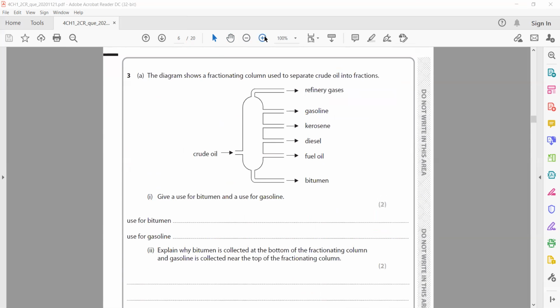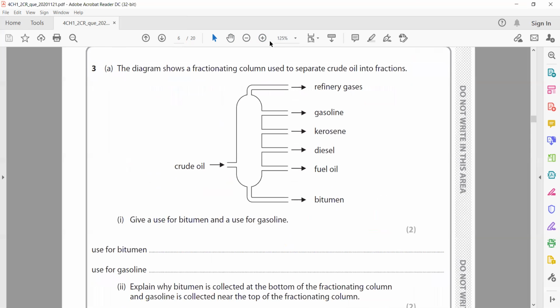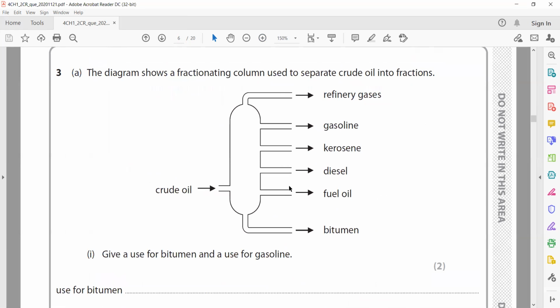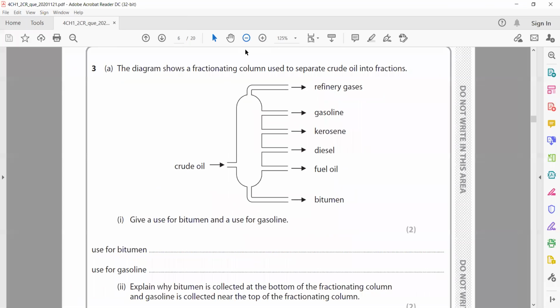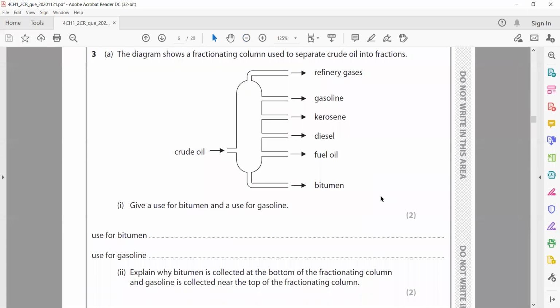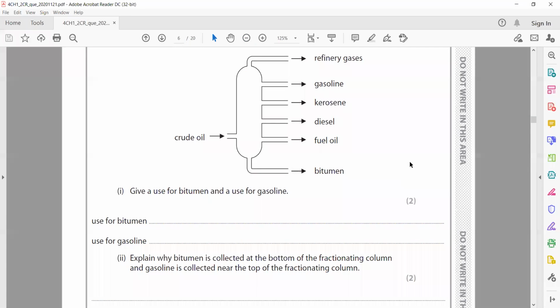The diagram shows a fractionating column used to separate the crude oil into fractions. The fractionating column is shown. Give a use of bitumen and give a use of gasoline. So bitumen is used for road surface or road carpeting.